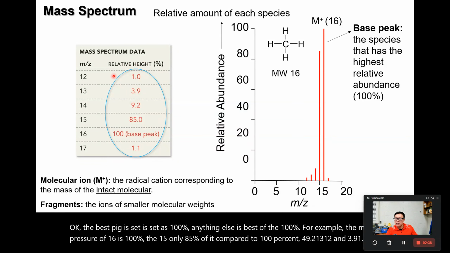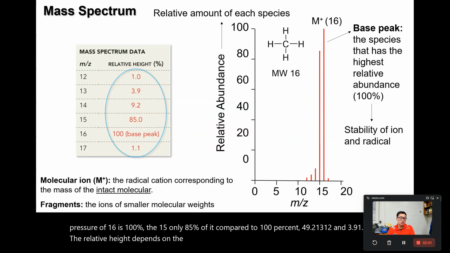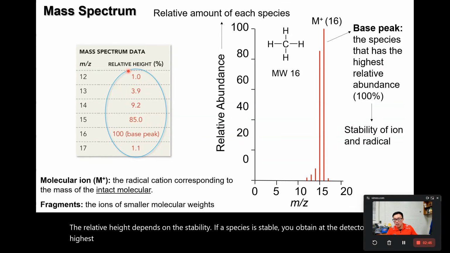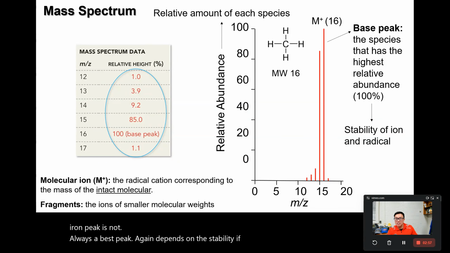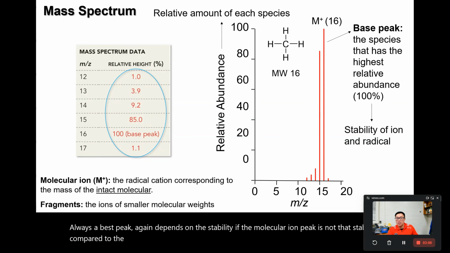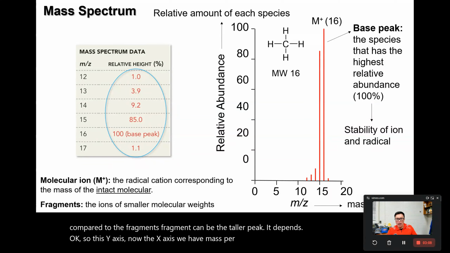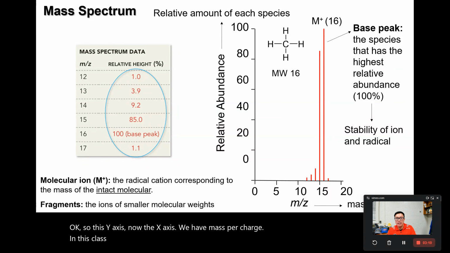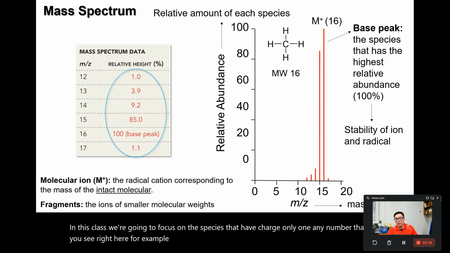The relative height depends on the stability. If a species is stable, you obtain at the detector the highest amount. If it's unstable, you don't get a lot of it. By the way, the molecular ion peak is not always the base peak. Again, it depends on the stability. If the molecular ion peak is not that stable compared to a fragment, the fragment can be the taller peak. It depends. So that's the y-axis. Now the x-axis, we have mass per charge. In this class, we're going to focus on species that have a charge of only one. Any number that you see here, for example, 16 is 16 per 1. So that's basically 16.